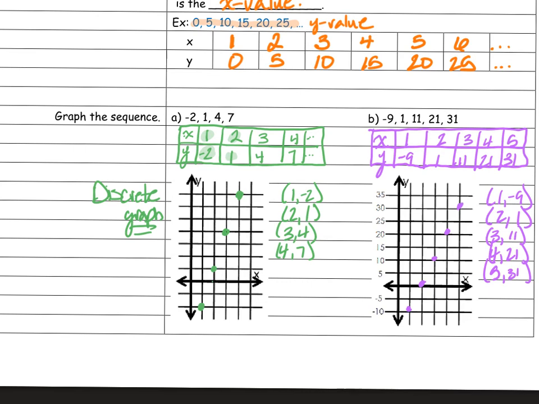So arithmetic sequences, when I graph them, should form a line. If it doesn't form a line, one of two cases: it's probably not an arithmetic sequence, or you plotted a point wrong. That's a possibility too. So that's it about the graphs right now.